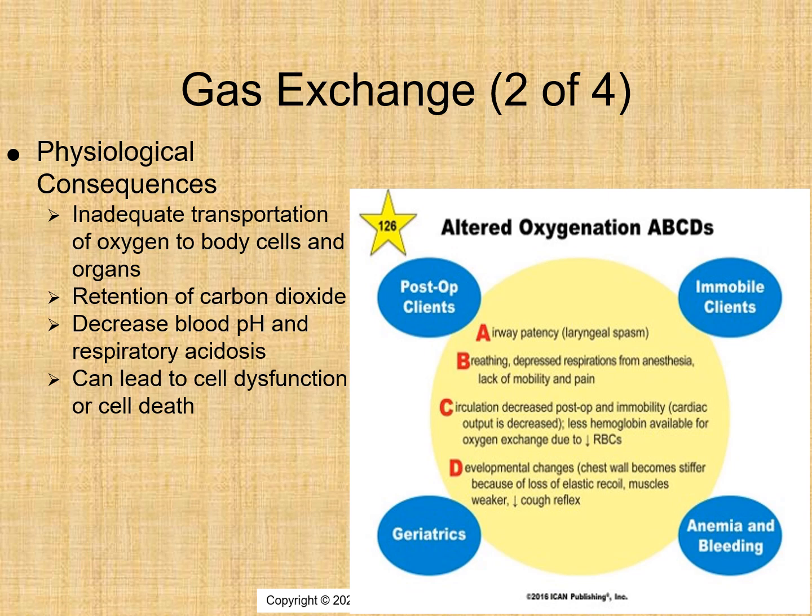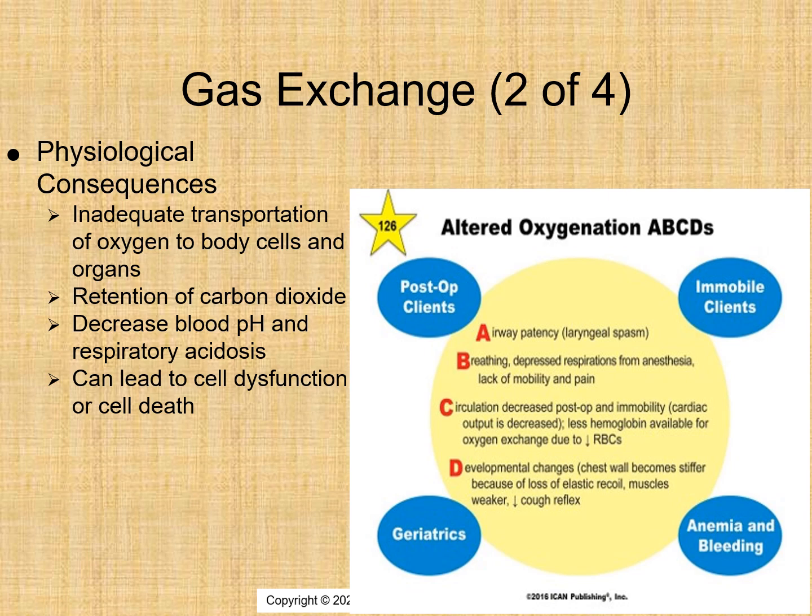The diagram there shows some at-risk populations. Post-ops, because they're going to be recovering from the effects of anesthesia. We'll talk about that very quickly when we talk about perioperative nursing. Immobile clients are at risk for developing something called atelectasis. You will hear that term quite a bit in the clinical environment, so we'll discuss that in depth when we get to that content coming up very quickly in week 3.